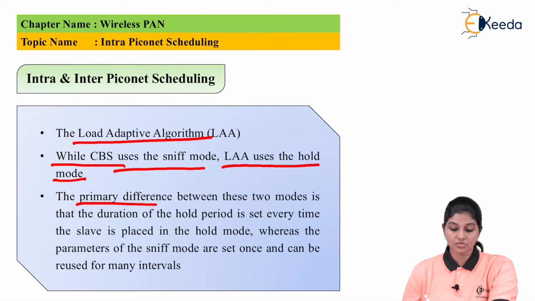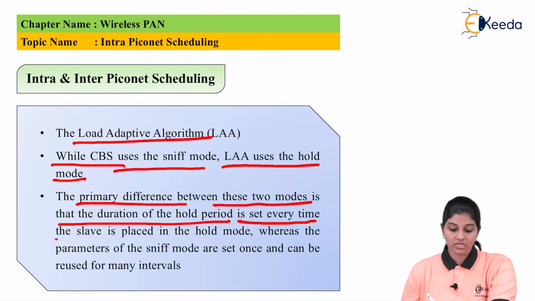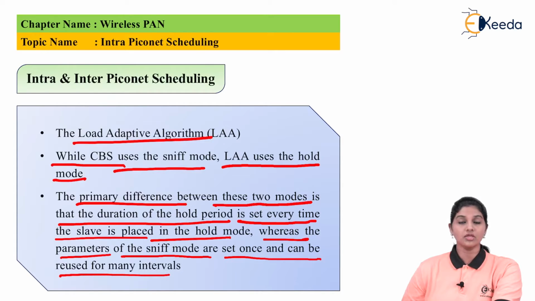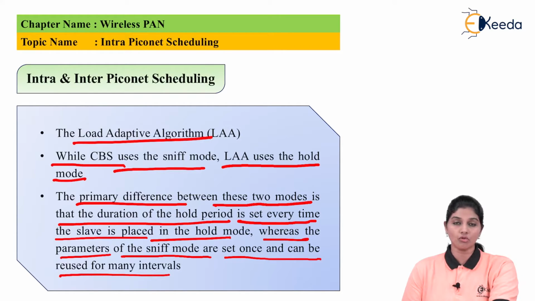The primary difference between these two modes is that the duration of the hold period is not set every time the slave is placed in the hold mode, whereas the parameters of the sniff mode are set once and can be reused for the main interval. So we can say when the device enters the hold mode, it is not possible to determine the duration of the hold period, but in the case of sniff mode, once the parameters get decided, the same parameters can be used for multiple intervals of time.